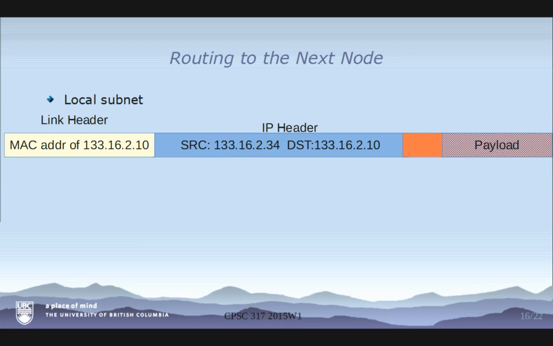All right, so then what we do is we get to the network layer, it fires it down to the link layer, which puts on the MAC address for 133.16.2.10, whatever that happens to be, and sends it out the wire, and then that guy will grab it.